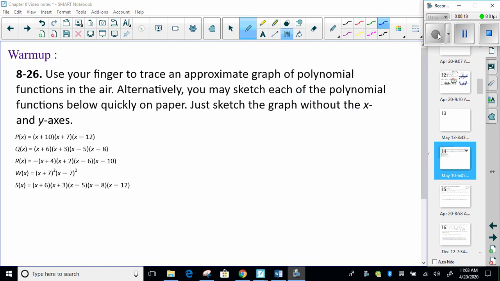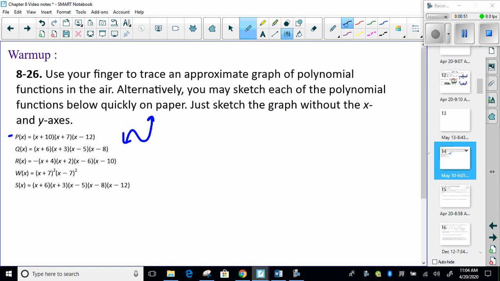So before we get into it, go through each of these and draw in the air with your finger, or if you really want to, just sketch on your paper, no x and y axes, what the graph of each of these looks like. Okay, so for the first one, it's cubic, and there are 3 different x-intercepts. My a value is positive, therefore it's going to look something like this. Or, if you want to see it a little bit more in depth, it looks something like this. Okay, so that's the first one.